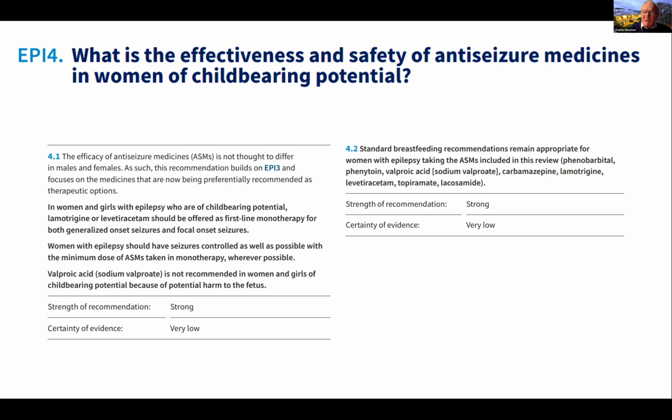There was also a look at the standard breastfeeding recommendations, and the recommendations were that people with epilepsy could continue taking the anti-seizure medication that they're on if they're breastfeeding. There seem to be very low concentrations of anti-seizure medications within breast milk. But I think it would probably be prudent to make sure that people are not taking sodium valproate, although there's no evidence to support that.